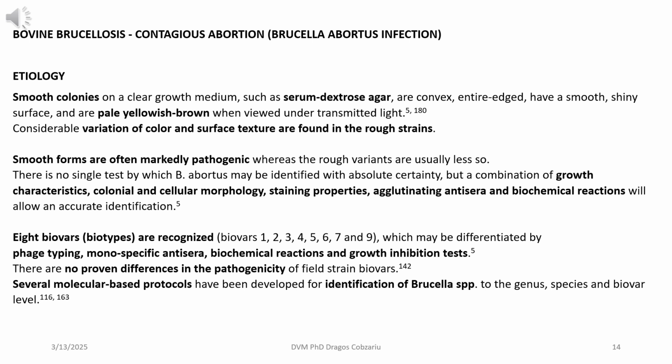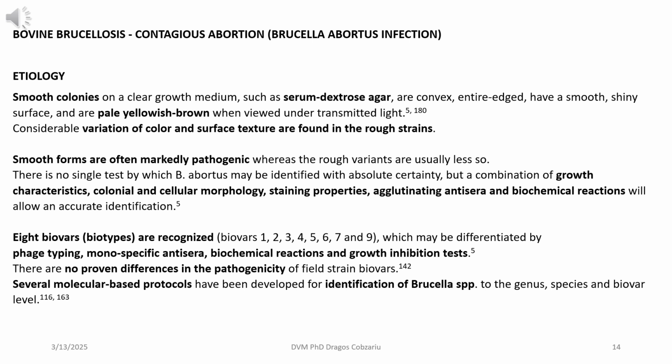Smooth colonies on a clear growth medium, such as serum dextrose agar, are convex, entire-edged, have a smooth, shiny surface, and are pale yellowish-brown when viewed under transmitted light. Considerable variation of color and surface texture are found in the rough strains. Smooth forms are often markedly pathogenic whereas the rough variants are usually less so.